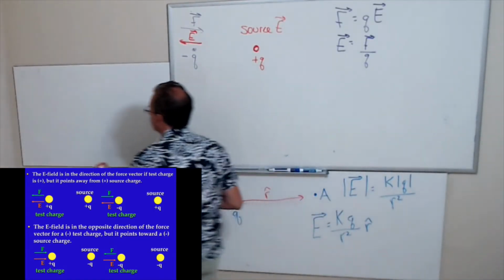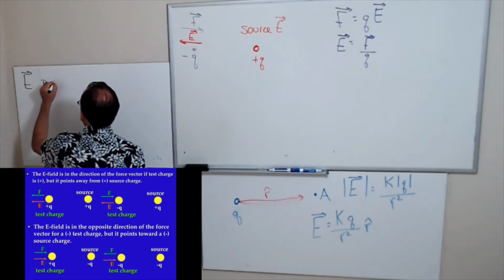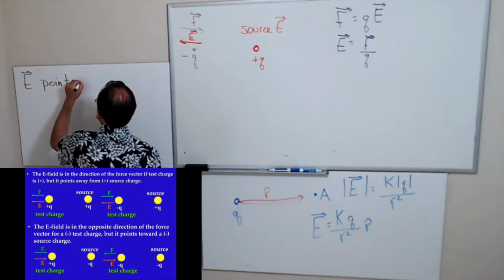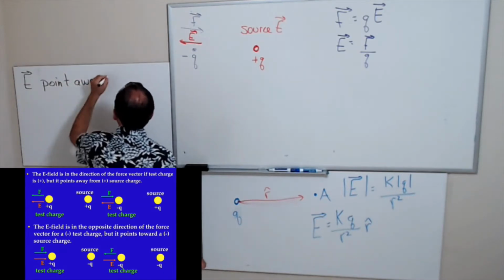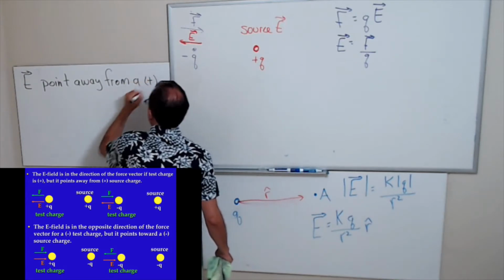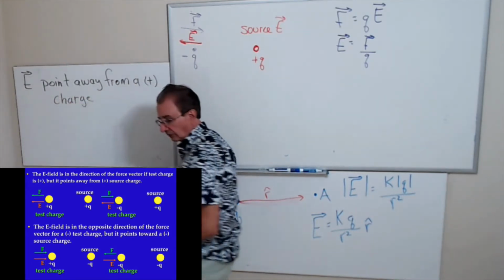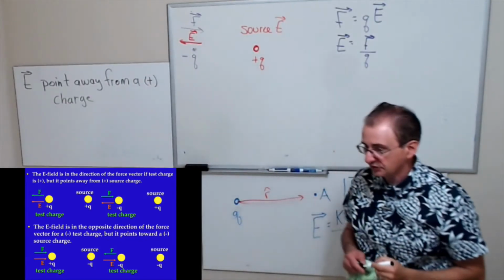If the electric field points away from a positive charge. The electric field is always directed away from the positive charge.